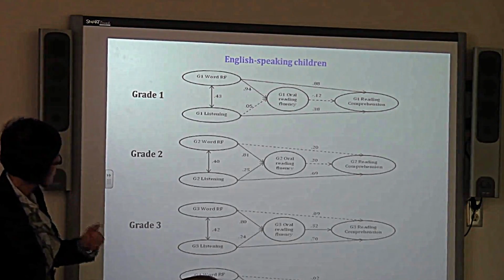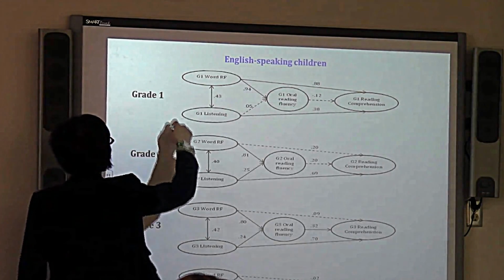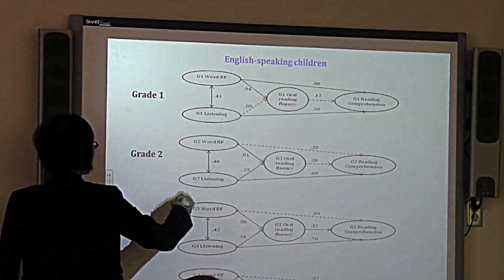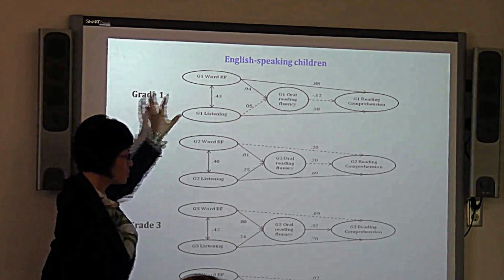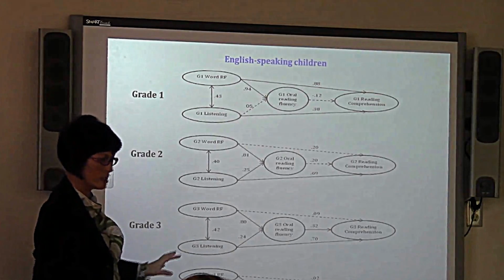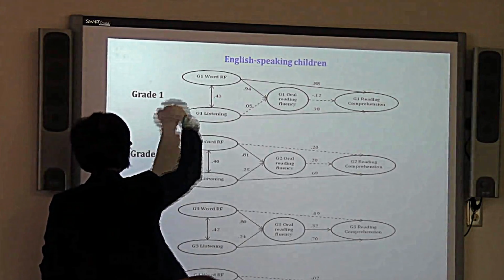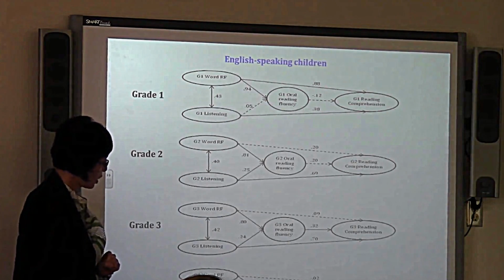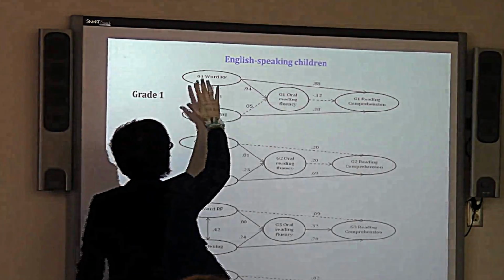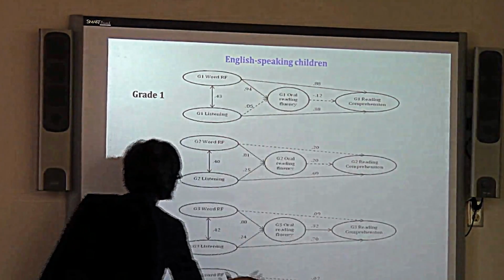So one thing I want to note is, what I'm not showing you is the correlations across grades. They were all allowed to be correlated, but I'm not showing you those because it's just too cluttered. So just know that in the model, they were allowed to be correlated across all the grades. So let's focus on only this part. Word reading, listening comprehension, and oral reading fluency here.